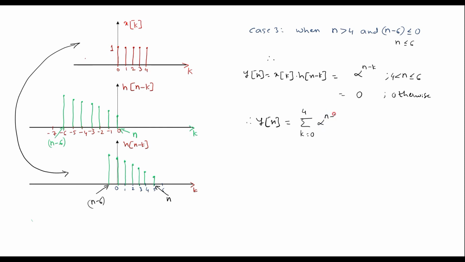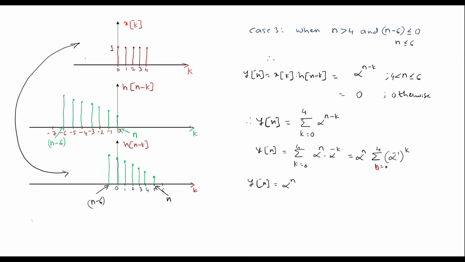alpha power n minus k. Summation k is equal to 0 to 4. I can write it as alpha power n alpha power minus k. Here alpha power n is constant. I will take it out of the summation. Alpha power n summation k is equal to 0 to 4. It can be represented as alpha inverse raised to k. Now I can further simplify y of n as alpha power n.